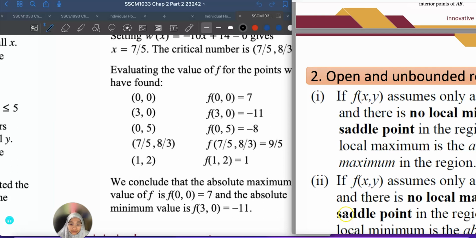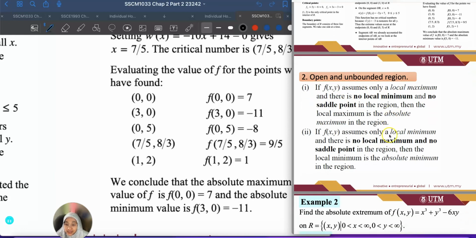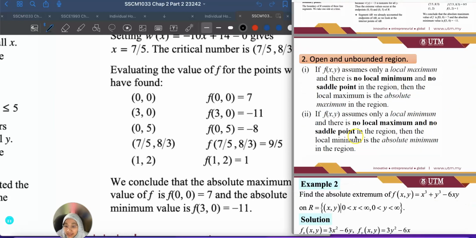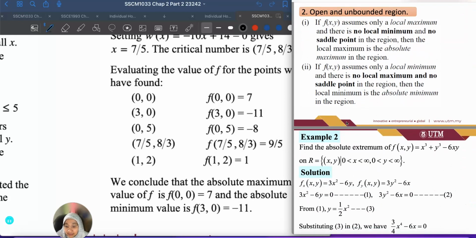So for the next one we want to focus on the absolute extrema for open and unbounded region. Okay, this one is just like local extrema. Maybe if I explain this it's a bit confusing, so we try to look at the example.